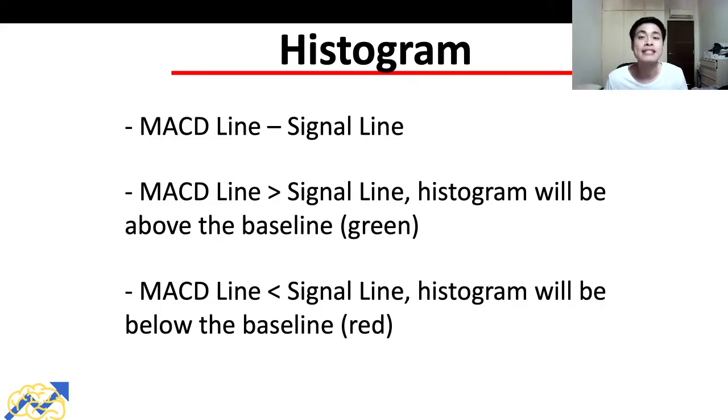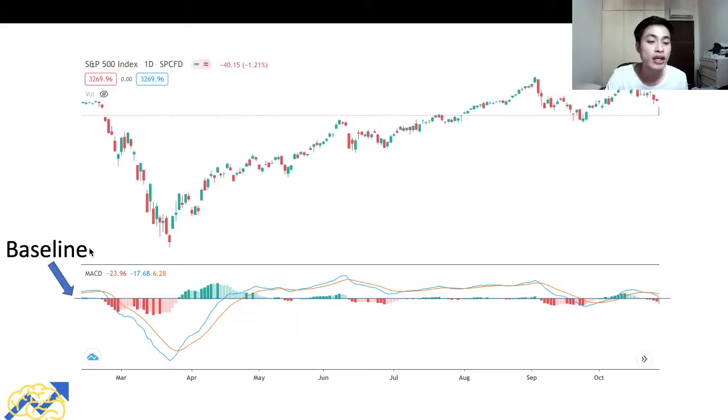When the MACD line is above the signal line, the histogram will be above the baseline and it will be indicated in green. And when the MACD line is below the signal line, the histogram will be below the baseline and it will be indicated in red. The baseline for the histogram is indicated over here. So the baseline is this horizontal line across the indicator. So when the MACD line, or the blue line, is below the signal line, or the red line, the histogram will be below the baseline and it will be indicated in red. And when the MACD line is above the signal line, the histogram will be above the baseline and it will be indicated in green. So those are the three main things that go into a MACD indicator.